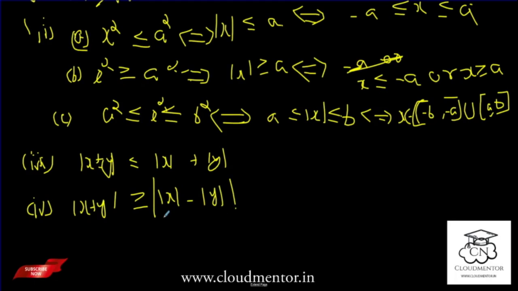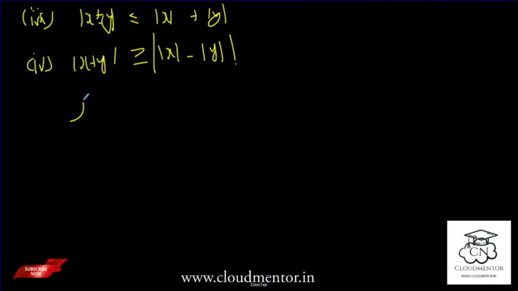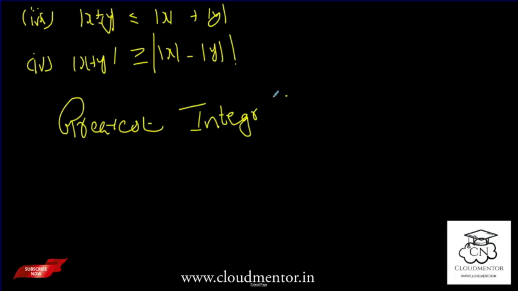Okay, that's it. Now moving to the next function, that is the greatest integer function, otherwise called the step function, because of the graph looking like steps. For any real number x, the greatest integer function is denoted by x in the square bracket, and is equal to the greatest integer less than or equal to x.